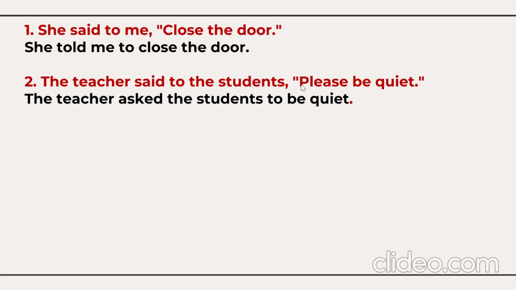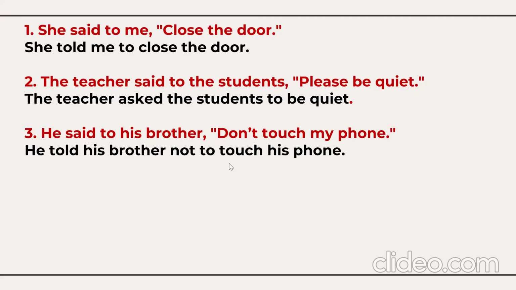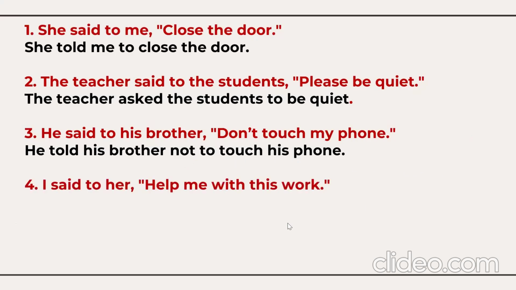Okay, so we need to connect. Remember the command order: when we remove the comma and inverted commas, we have to connect by using to. He said to his brother, don't touch my phone. He told his brother not to touch his phone. Negative: not to touch his phone. Not touches, not touched, not to touch his phone.